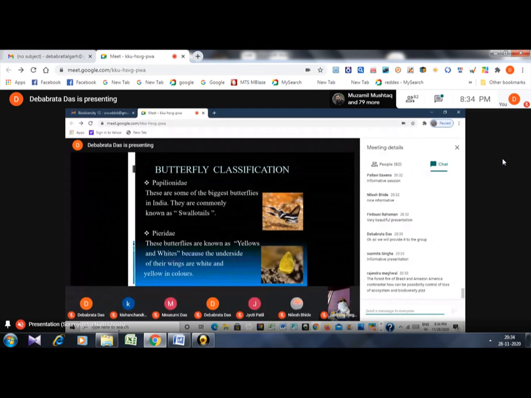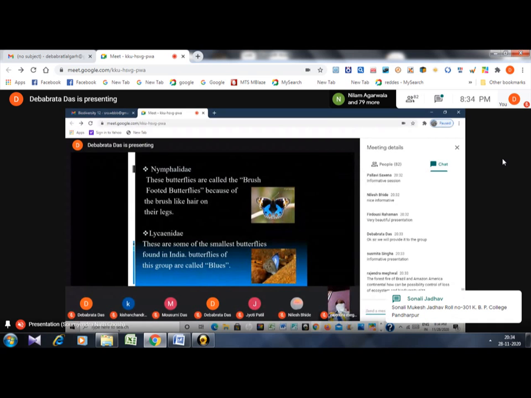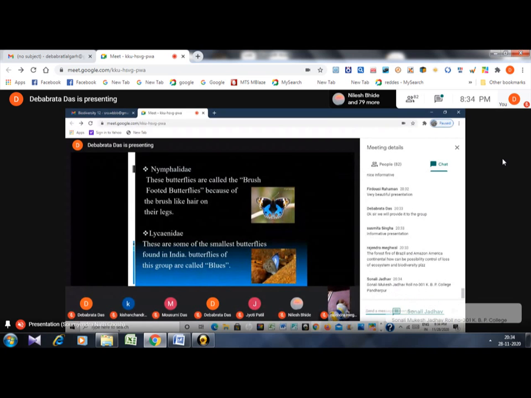Then we come to Nymphalidae. In this picture I cannot show you properly, but if you take a very minute picture of their underside, you can see that the front legs of this butterfly have brush-like structures, and they are very seldom used. As they are very seldom used, their brush-like structures are formed on their legs. That's why they are called brush-footed butterflies. And the image you are seeing is a blue pansy.